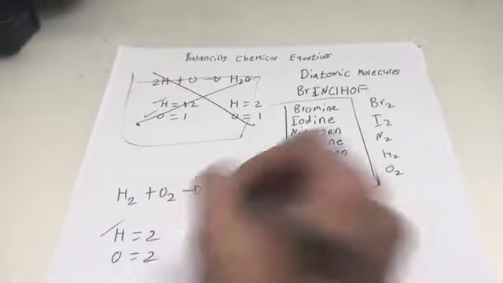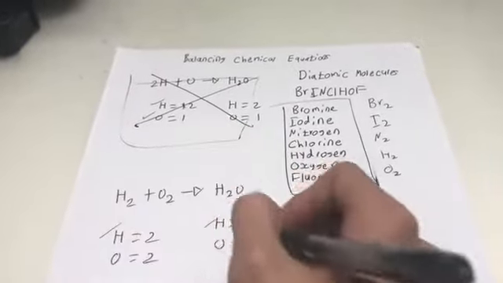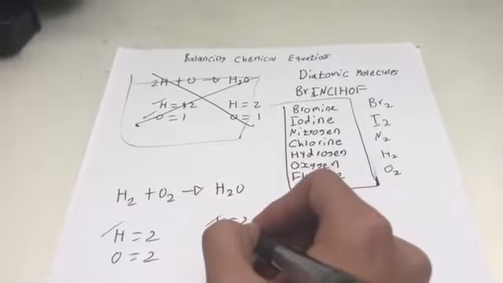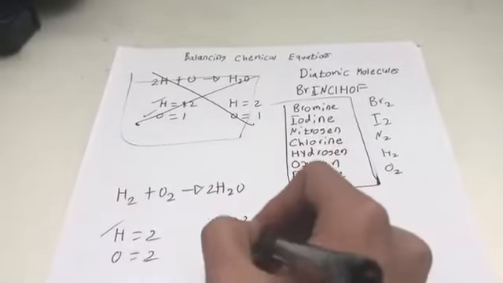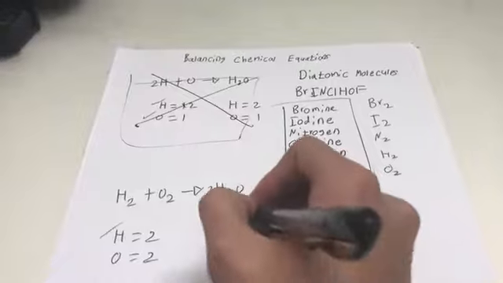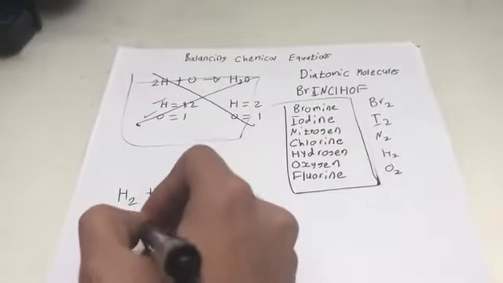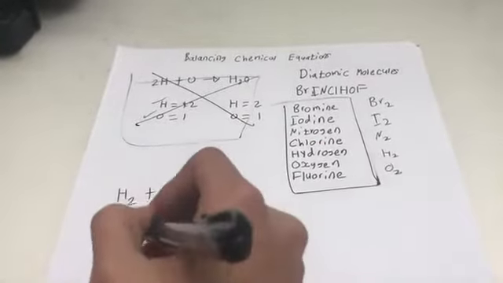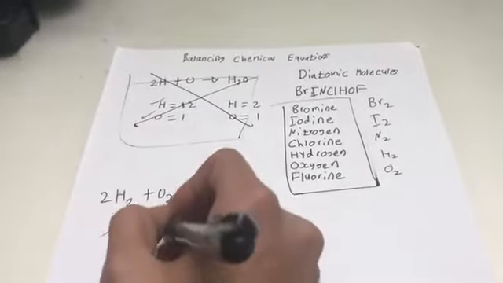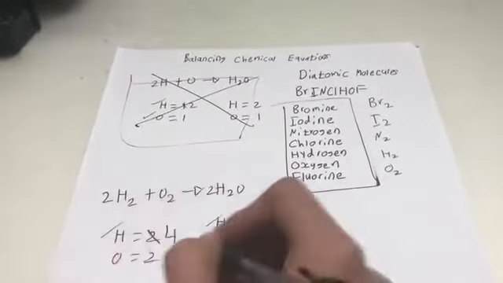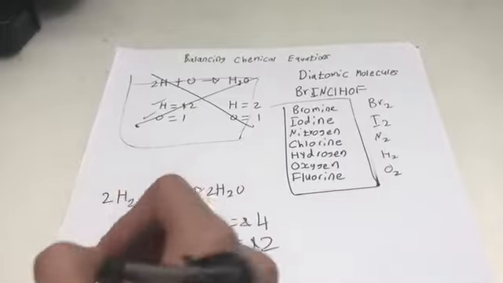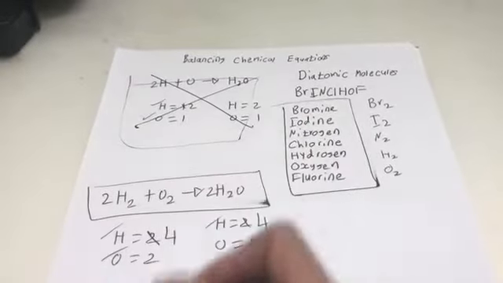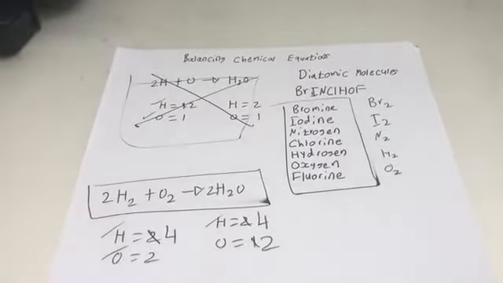Hydrogens have been balanced. That's good. Now time to move on to oxygens. The best way to do this would be just to add a 2 here. Now we have 2 oxygens, but now we have 4 hydrogens, and here we have 2 hydrogens. So what we do here is we have 2H2. That makes 4, 4, 4, 2, 2, and that makes this equation balanced. These are the most simple chemical equations that you'll have to balance in middle school and possibly high school.